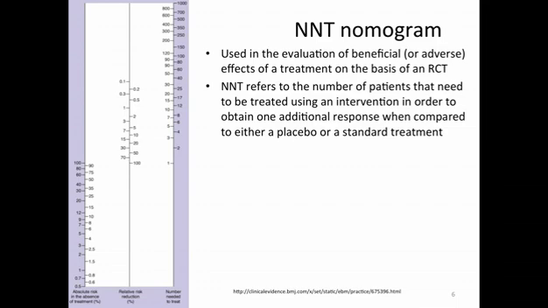NNT provides a useful summary measure that captures the utility of a treatment. NNT refers to the number of patients that need to be treated using an intervention in order to obtain one additional response when compared to either a placebo or a standard treatment. NNT is nothing but the inverse of absolute risk reduction, ARR. ARR itself can be expressed as a product of CER and RRR.